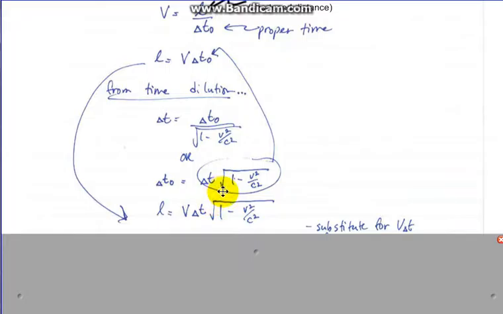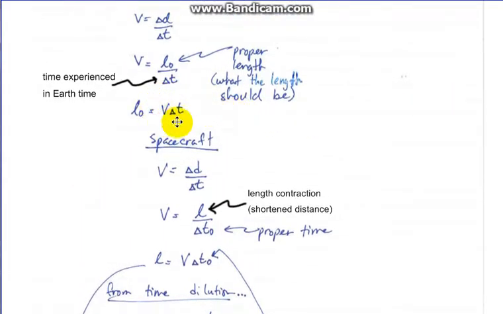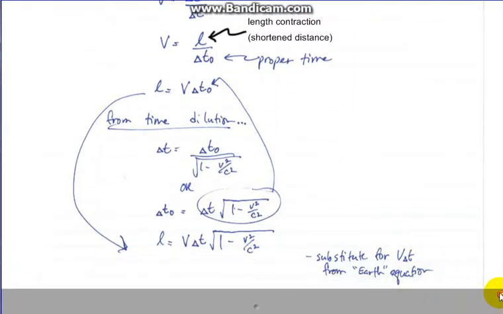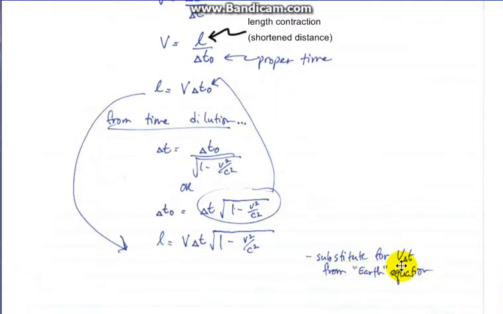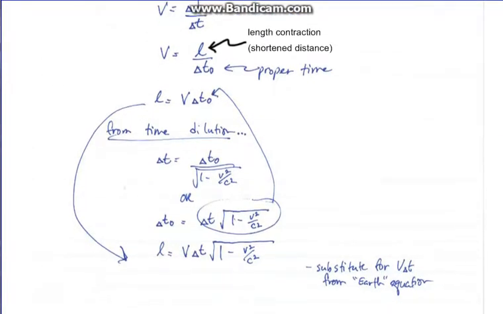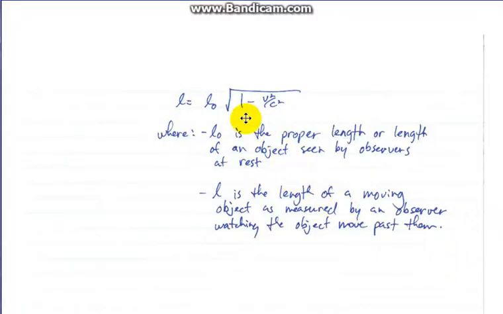And then of course I mentioned earlier that v delta t is right there, and that represents L naught, the proper length or proper distance. If we substitute that from what I referred to as the Earth equation, or what's viewed from the Earth, from up here, then we get the final length contraction equation right here. The length contraction that will be experienced is equal to the proper length multiplied by that special relativity factor, that factor of gamma.